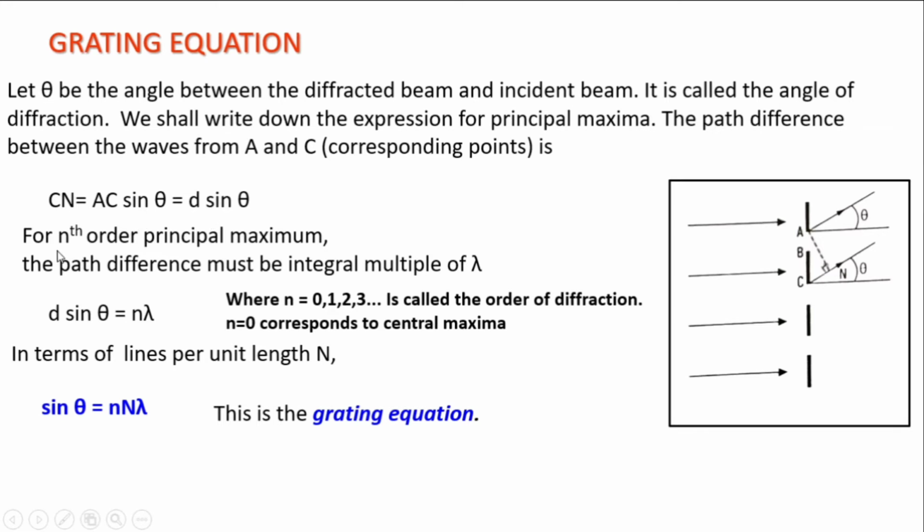So for example, for nth order principal maxima, the path difference must be an integral multiple of lambda. So we can write d sin theta is equal to n lambda, where n is equal to 0, 1, 2, 3, is called the order of diffraction. n is equal to 0 corresponds to central maxima.